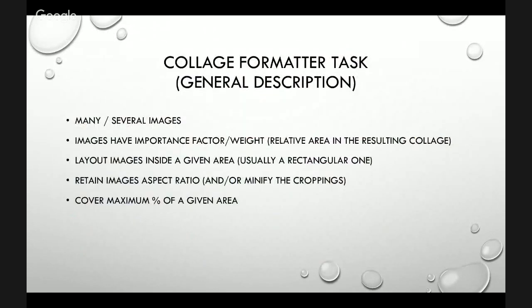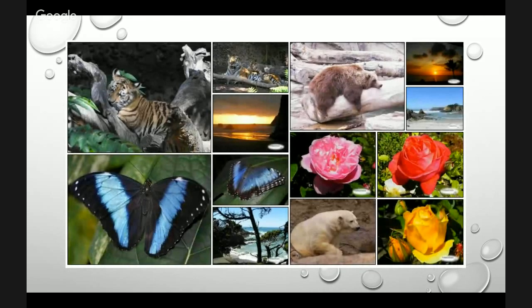The general task that Collage formatter is going to solve might be like this. You have many or several images, and you need to lay them out inside some given area. Usually it's a rectangular area, and you want the algorithm to lay them out so that the images are not overlapping, they are not cropped, they retain their aspect ratio, and also their importance factor is satisfied, like how relatively big one image should be against the other one. And also you want to cover a maximum percentage of the given area inside which you should lay out the images. So it should look like a collage of images scaled so that they are laid out inside an area, and it looks just cool.